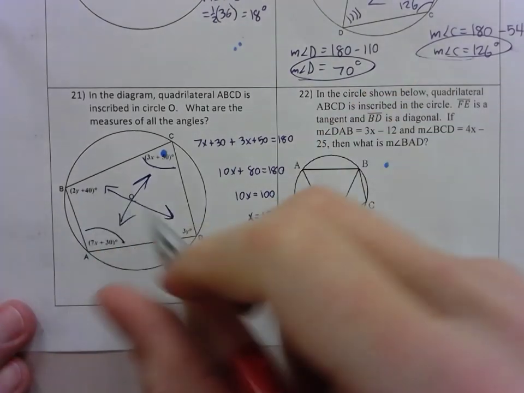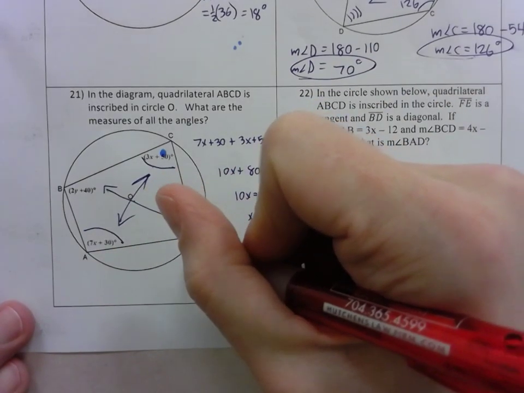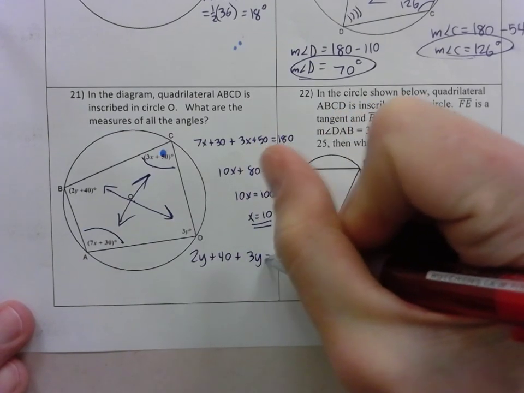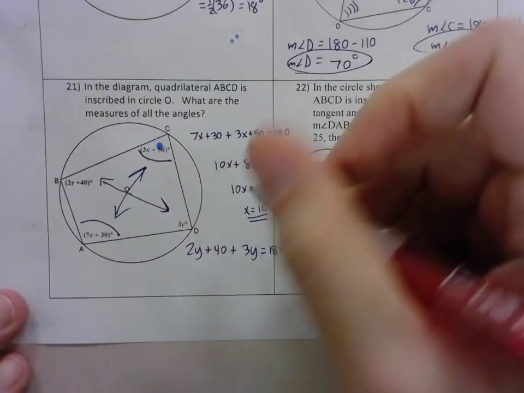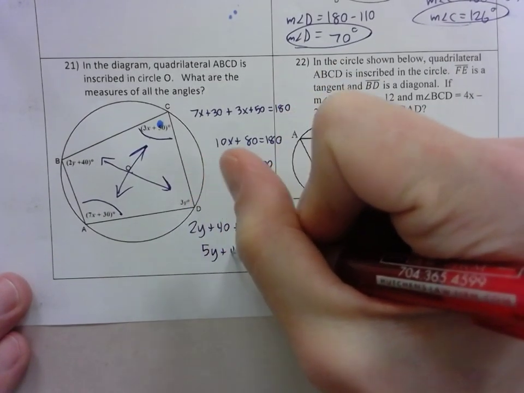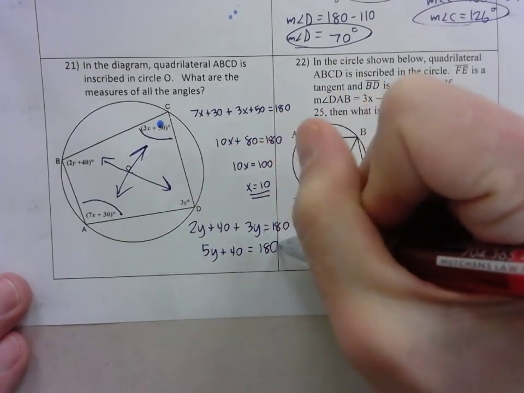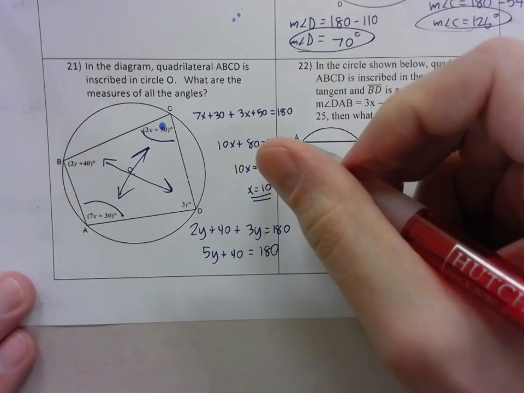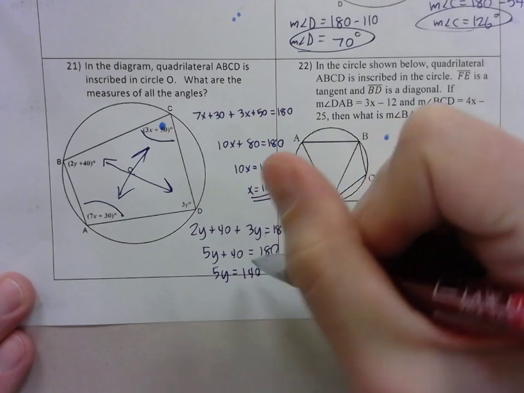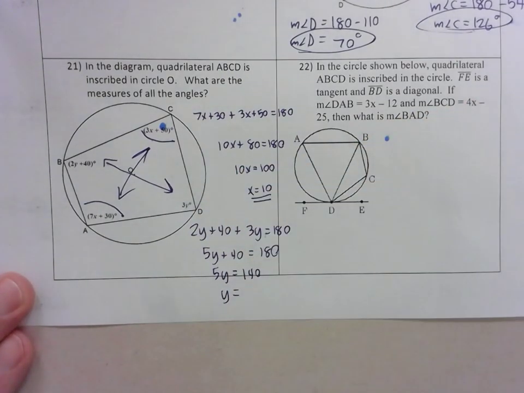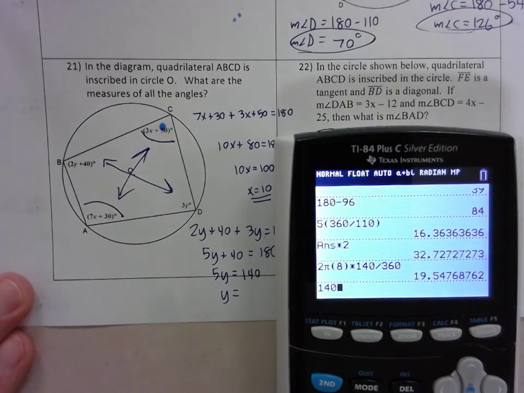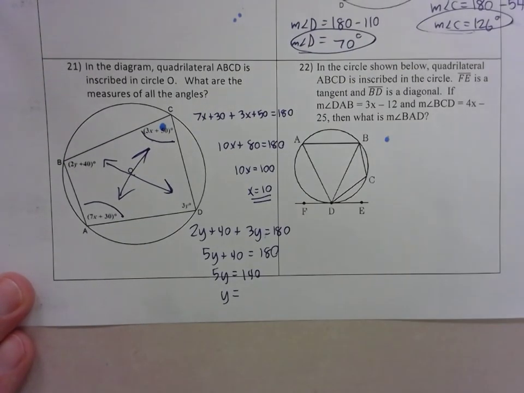And the same holds true for y. You're going to do 2y plus 40 plus 3y equals 180. That's going to give you 5y plus 40 equals 180. Take away the 40, 5y equals 140. And 140 divided by 5 is 28.